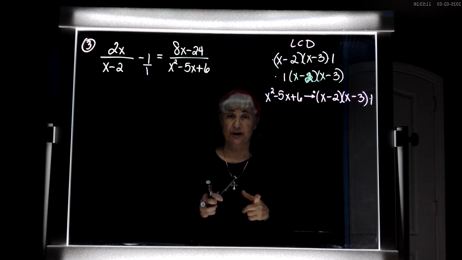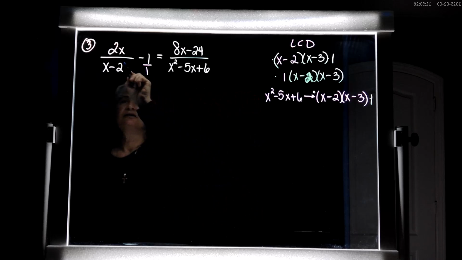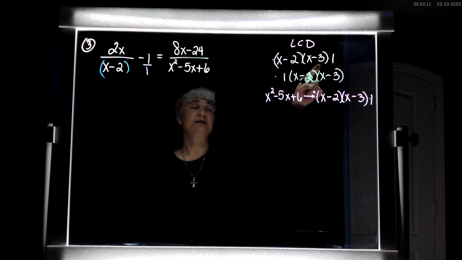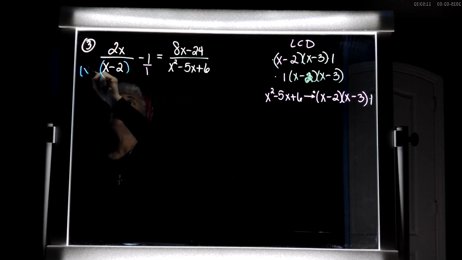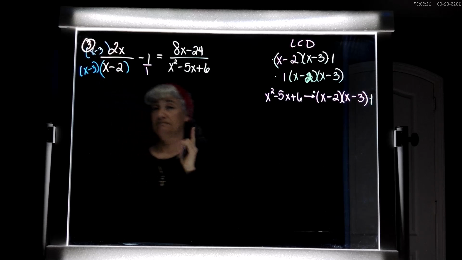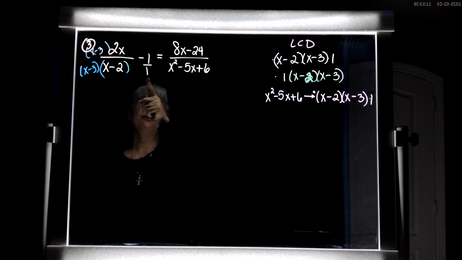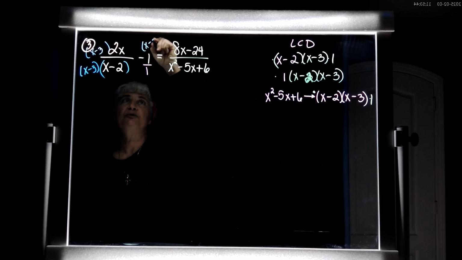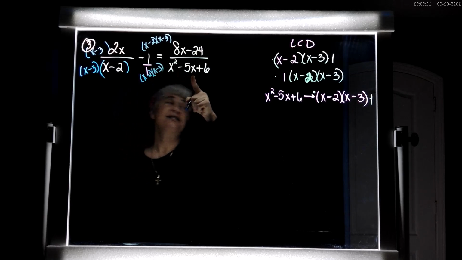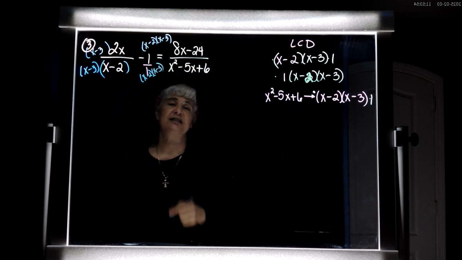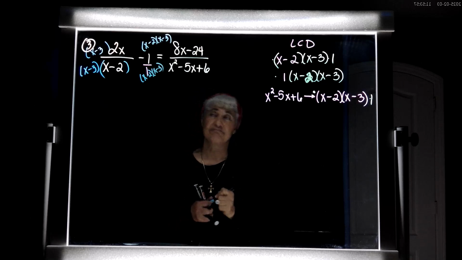Okay, so ready? Denominator number 1 was missing x minus 3, so I'm going to multiply top and bottom by x minus 3. Denominator number 2 was missing both of them, so I have to multiply both the numerator and the denominator by x minus 2 times x minus 3. And denominator number 3 wasn't missing a thing, so I don't have to worry about that.